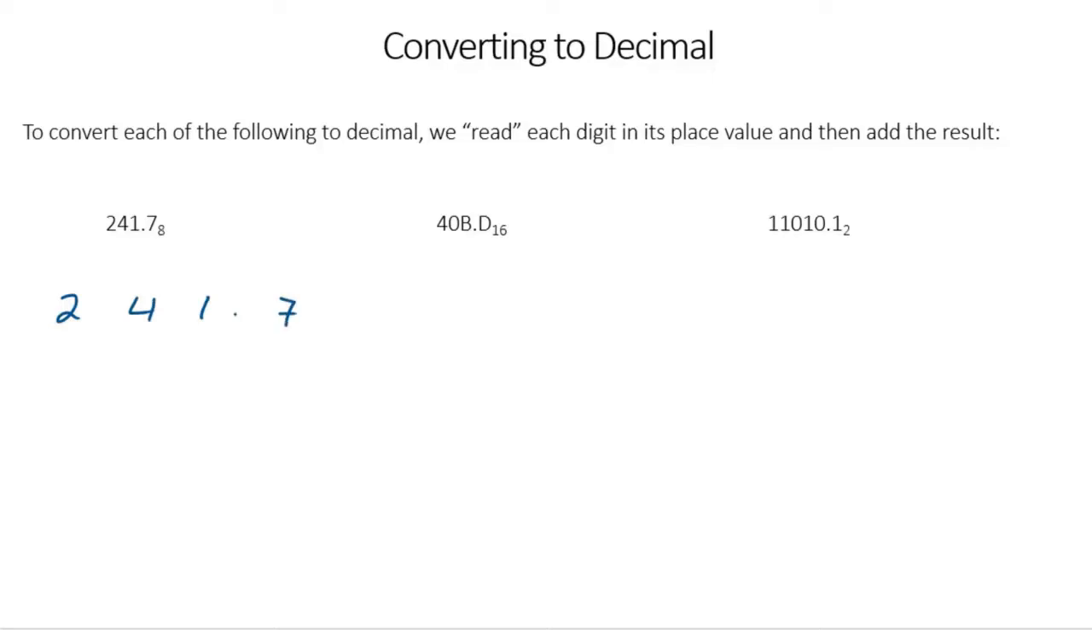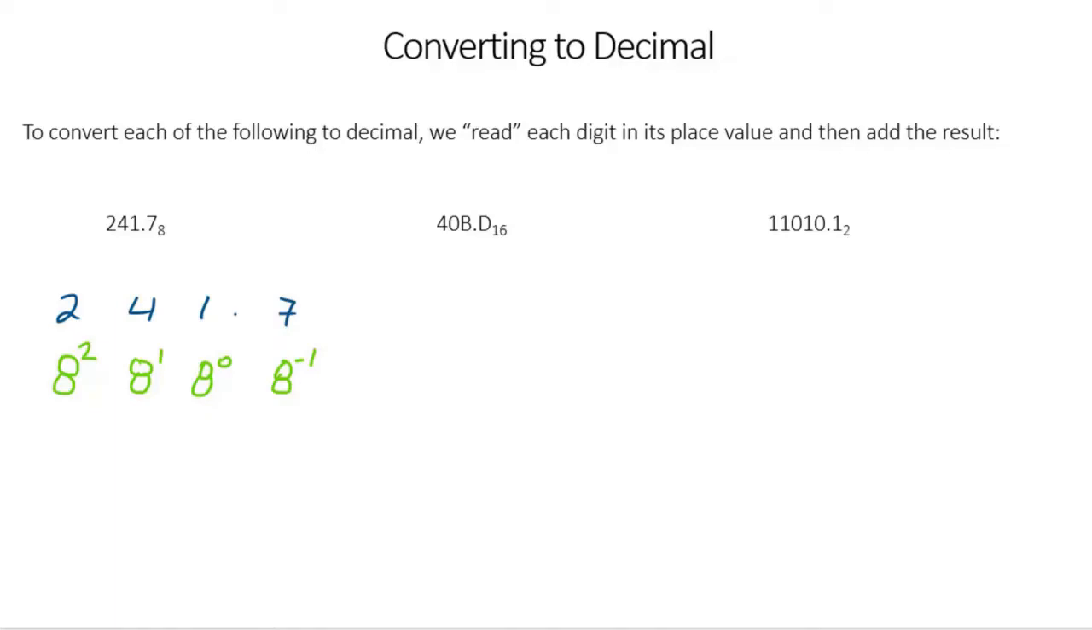241.7. We know what those digits are, but what place value are they in? The 1 is in the 1's place value, or 8 to the power of 0. The 4 is in the 8's place value, and the 2 represents 8 squared, groups of 8 squared, or groups of 64. To the right of the octal point, we just have one value, the 7, and it is in the 8 to the power of -1, or the 8th place. So what value is this in decimal?